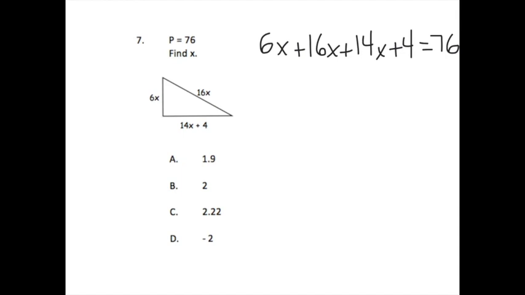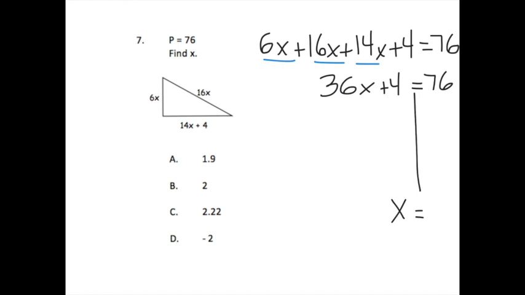So I notice right away I have like terms here. So 6x plus 16x is 22x plus 14x is 36x. So we have 36x plus 4 equals 76. Now we're going to solve for x.